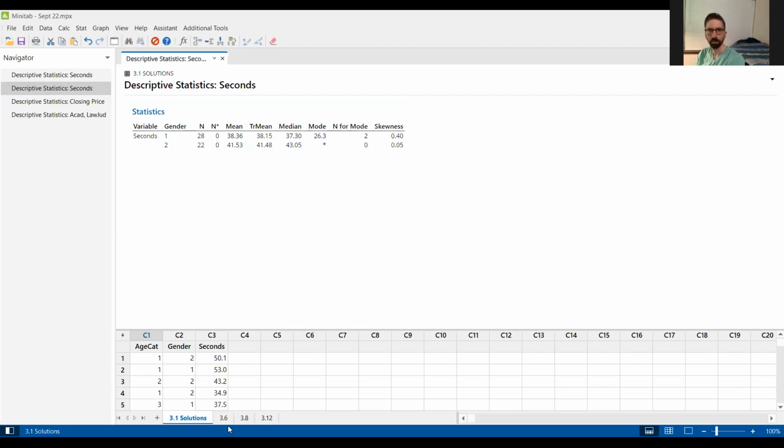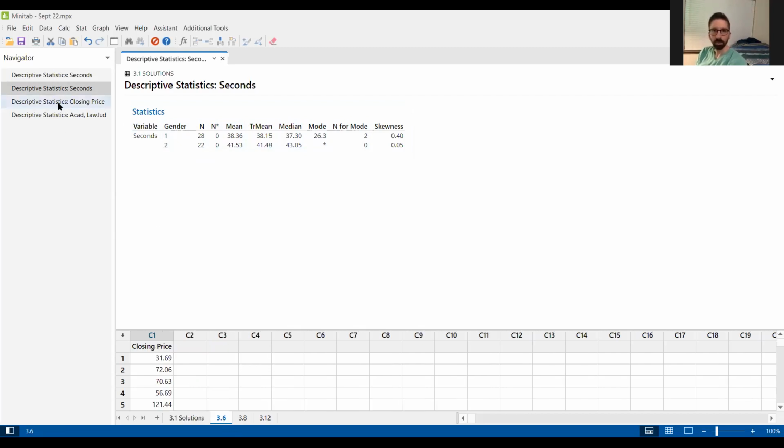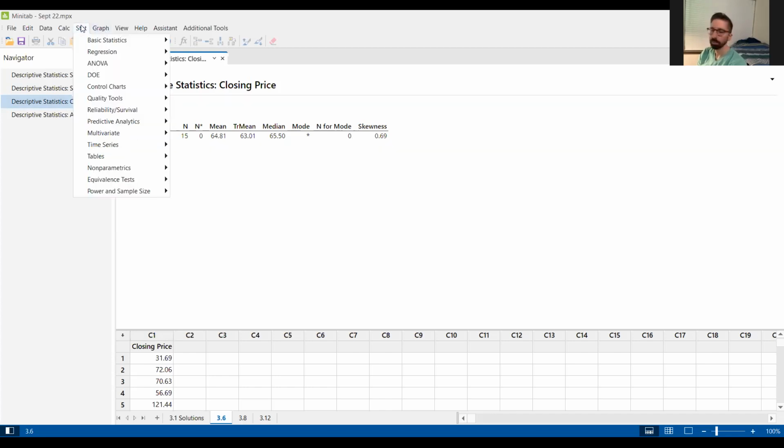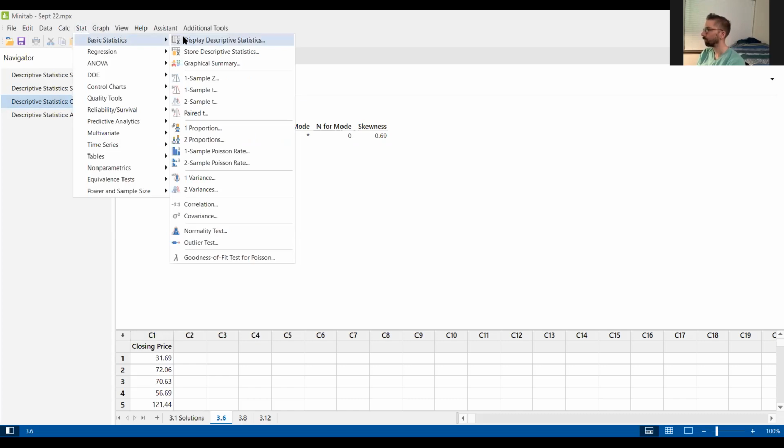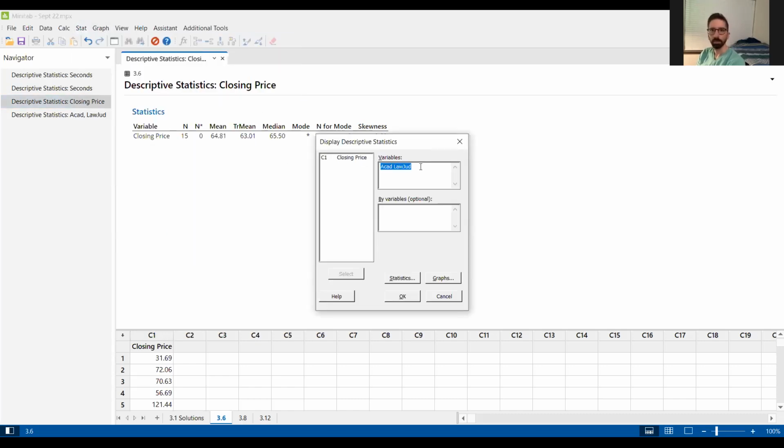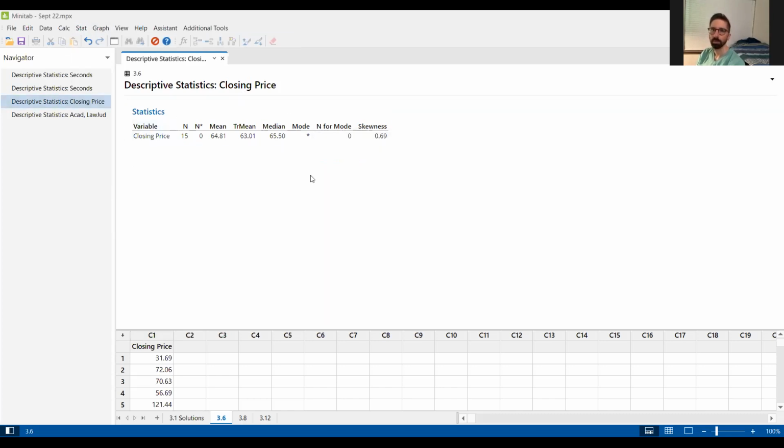All right, let's go back to 3.6. Now what do we do here? We're doing the same sort of thing, descriptive statistics. So again, Stat, Basic Statistics, Display Descriptive Statistics. And in this case, we are simply selecting closing price. That's all we have. Right? And then we click OK, and we end up with this.